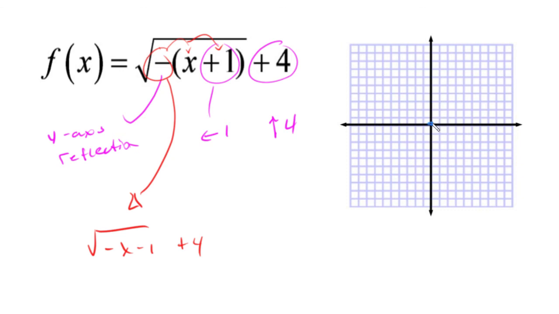But anyway, your standard function looks like this. Your y-axis reflection you want to do last. So you want to move it left 1 and up 4, left 1, up 4, and then it's got a y-axis reflection. All right, I'm pretty sure that's right. So yeah, we're good. All right, so there's your lesson.